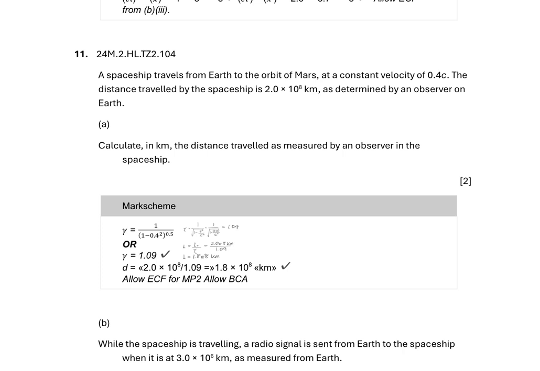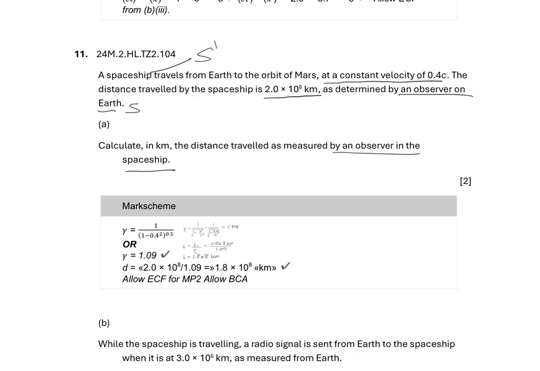So the first, number 11, says a spaceship travels from Earth to the orbit of Mars at a constant velocity of 0.4 c. The distance traveled by the spaceship is 2 times 10 to the 8 kilometers as determined by an observer on Earth. That would be in reference frame S, and then the spaceship is going to be S prime. Calculate in kilometers the distance traveled as measured by an observer in the spaceship.